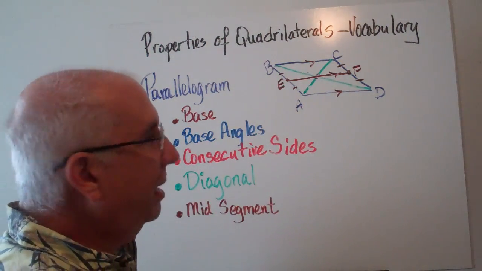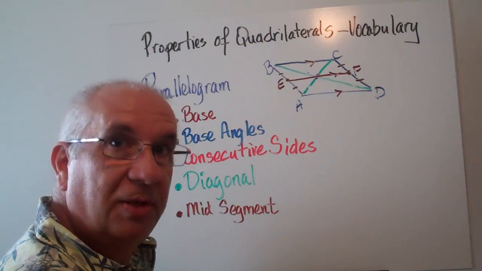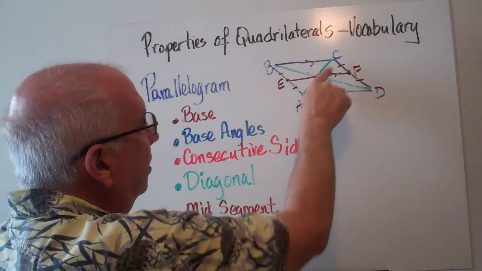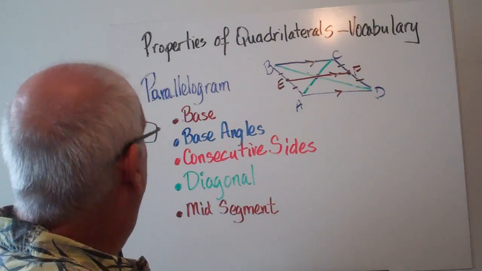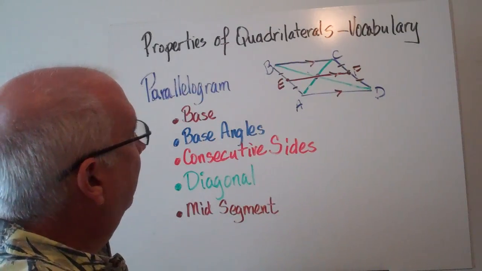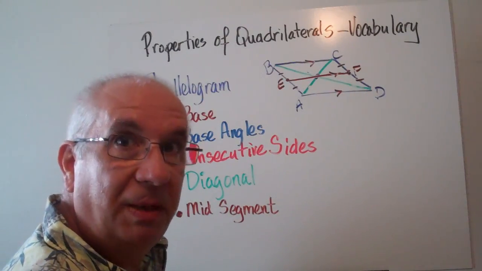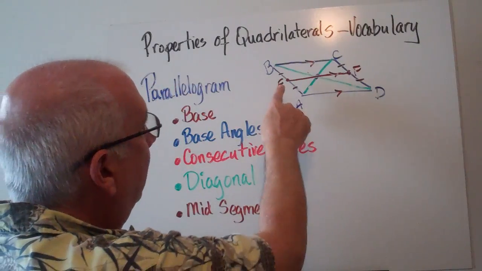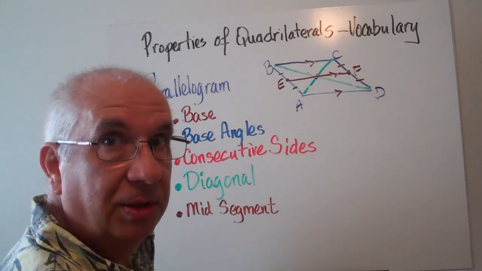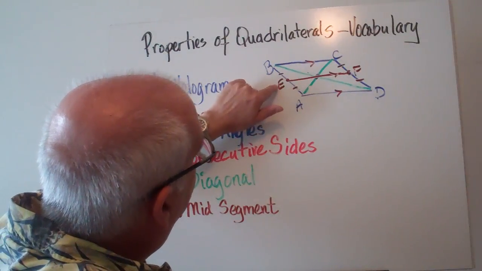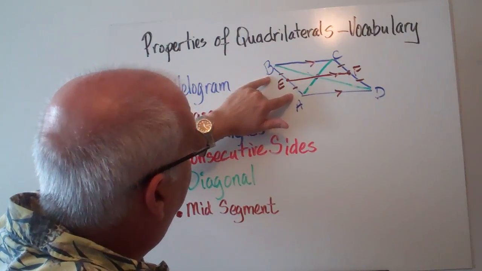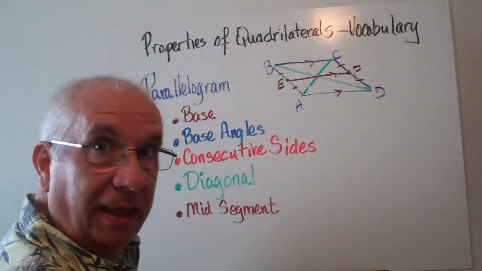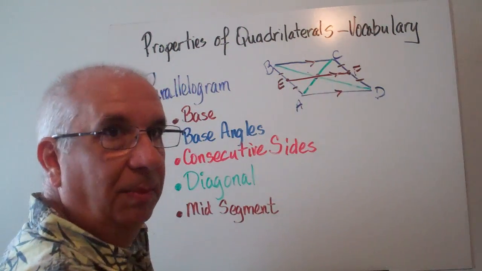Diagonals connect the opposite vertices. So in green here are your diagonals. Midsegment. A midsegment connects the midpoints of opposite sides. In the example I've drawn here, EF is a midsegment. Why? Because E is the midpoint of AB and F is the midpoint of CD. When you connect those two, you get a midsegment.